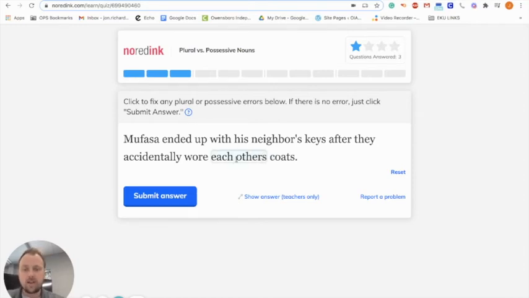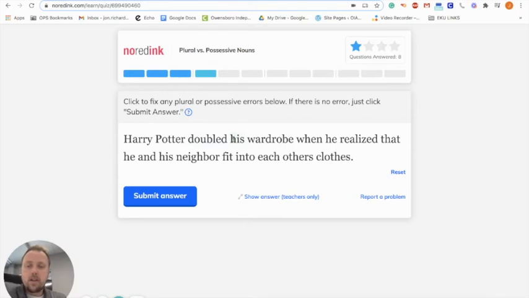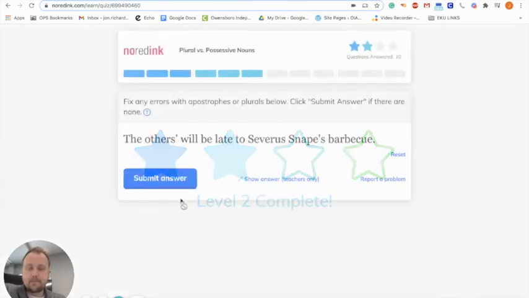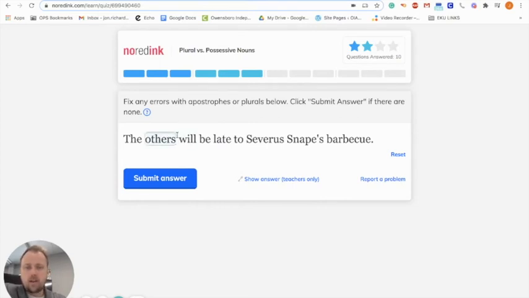So each other's, again, we have each with other, an apostrophe S. Okay, Harry Potter doubled his wardrobe when he realized that he and his neighbor fit into each other's. So it's each other's again, so we know it's apostrophe S with each. Primrose Everdeen asked for the others' help assembling furniture. The others own that help, it's their help. So we put an apostrophe after the S because it's not each other's. It's not apostrophe S, but it's ownership, so it goes at the very end. Okay, the others will be late to, so the others don't own will. So we get rid of the apostrophe.